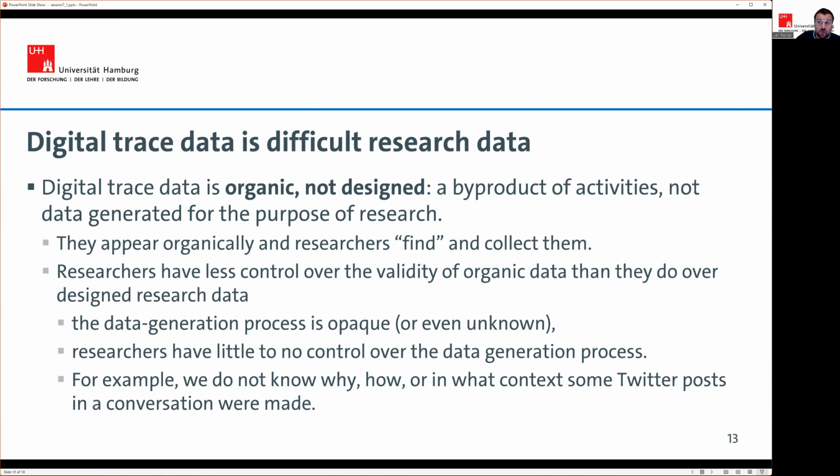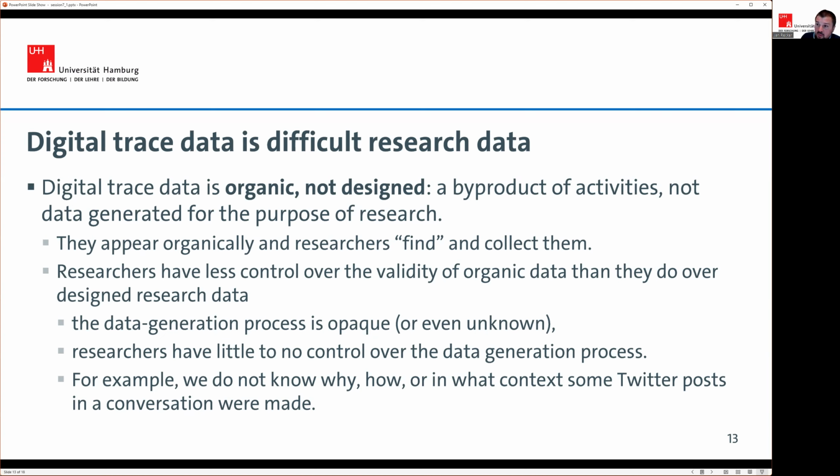Digital trace data just occurs as a byproduct of people doing things through digital technologies, online, in a system, whatever else. So digital traces appear organically. We find and collect and then harvest and analyze them. What that means is that we have very little control over this data to begin with. The data generation process can be opaque, can be unknown. We may not know where this data is coming from, in what context it was generated.